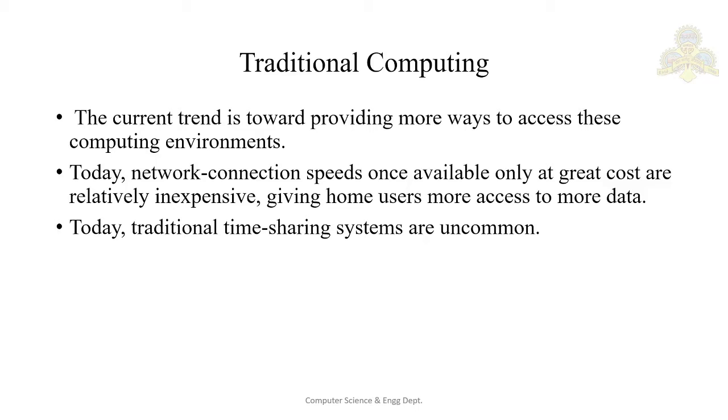Let's consider a situation at home. So at home, most users had a single computer with a slow modem connection to the office, the internet, or both. So today, the network connection speeds, once available only at great cost, are relatively inexpensive, giving some home users more access to the data. So these fast data connections are allowing home computers to serve up web pages and to run networks that include printers, client PCs, and servers. Some of these even have firewalls to protect their networks from security breaches.